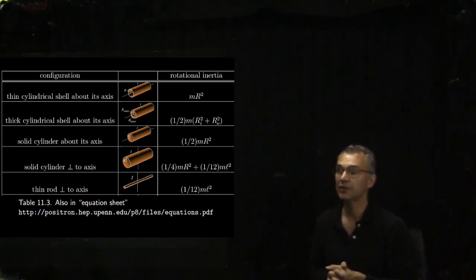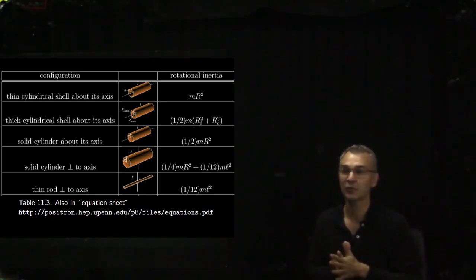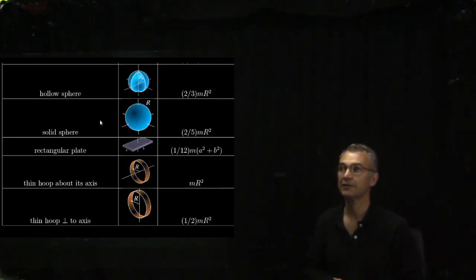This table is reproduced in the equation sheet. The equation sheet is like 40 pages of information, so calling it a sheet is a little bit of a misnomer. Here's the second page of these tabulated rotational inertia values.